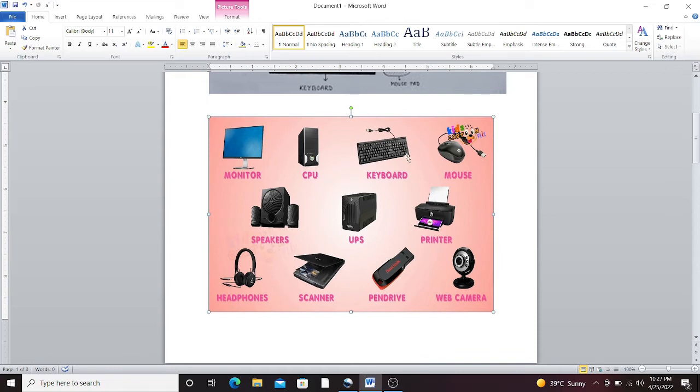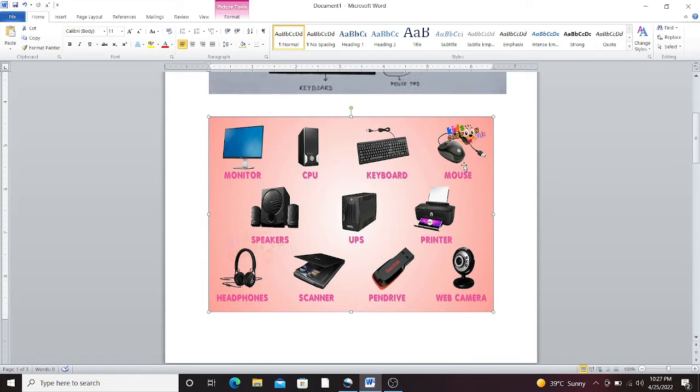Next one is the keyboard. The keyboard we use for typing. By typing we can give commands to the computer. Whatever you want to get done by a computer, first you have to give commands. So to give commands you can use this keyboard. Okay, so by keyboard you can type whatever you want.